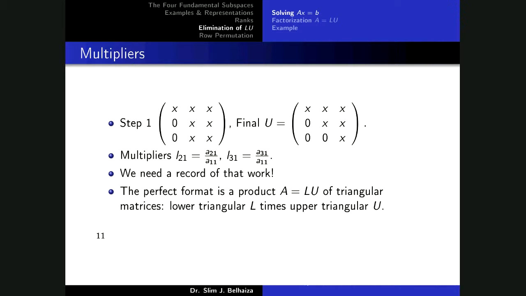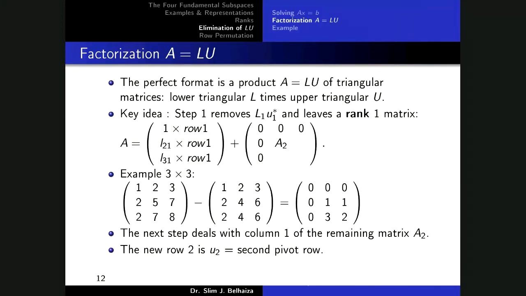If you continue doing that till you reach the final shape you have here, you will have an upper triangular matrix, which is U, and you have the list of all multipliers you used. You can put them in columns and insert them in a matrix we call L. We did this on a 3 by 3 example, 1, 2, 3, 2, 5, 7, 2, 7, 8, and we showed on the whiteboard how to get these columns of L and how to get the U.